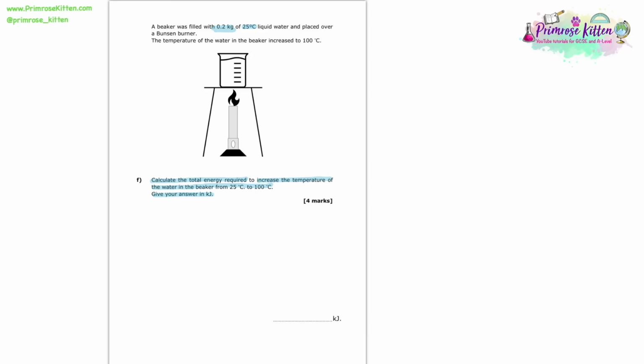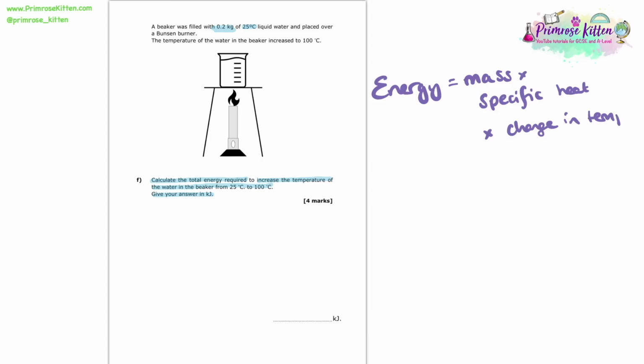So, in order to answer this question, we need to use the equation that states that energy transferred is equal to the mass times the specific heat capacity times the change in temperature. And so in order to answer this then, we need to identify what is that change in temperature, what is the mass, and what is the specific heat capacity.